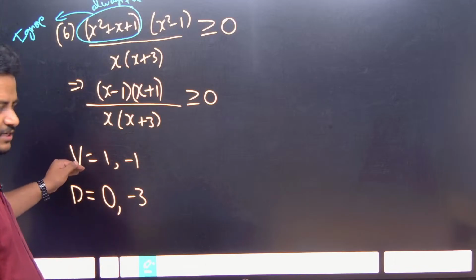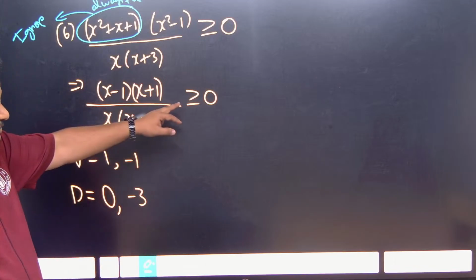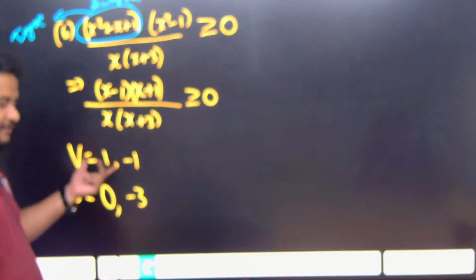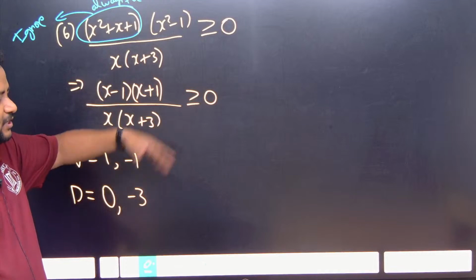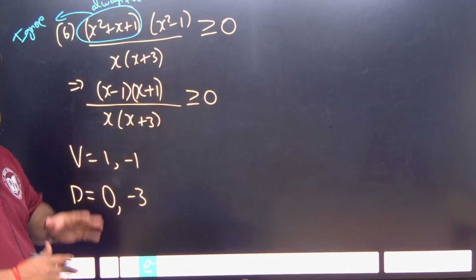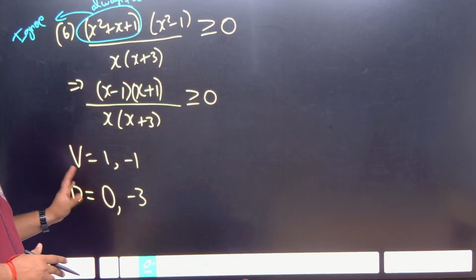Now we have the discontinuous points and vanishing points. Here the inequality is greater than or equal to 0. So wherever vanishing points are there, I will have a closed interval. Discontinuous points do not depend on the inequality anywhere; for discontinuous points, we will have an open interval.